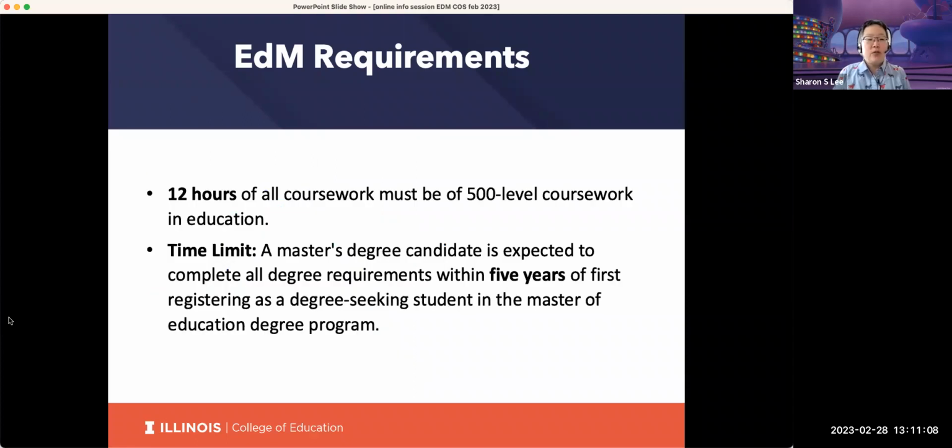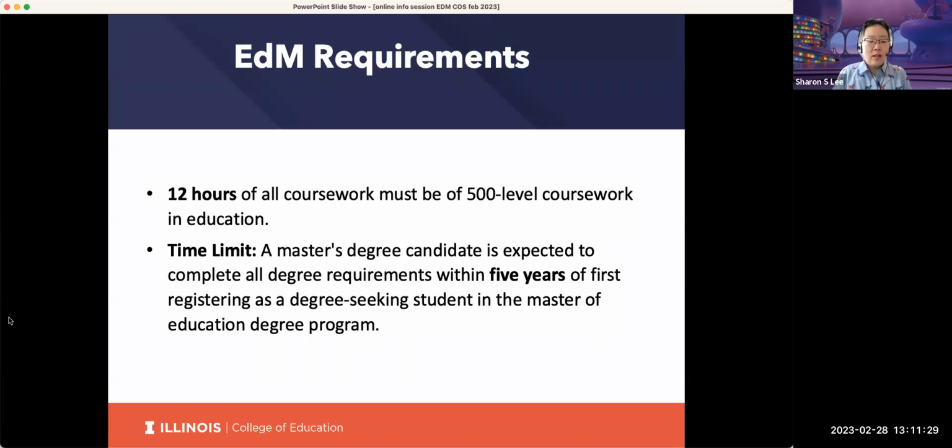Next slide. So 12 of your 32 hours must be at the 500 level. You saw a lot of those courses were at the 400 level. 400 level courses are still graduate courses. They just sometimes allow upperclassmen undergrads to come in. It just depends on the way that the faculty members decided. But we want at least 12 at the 500 level.